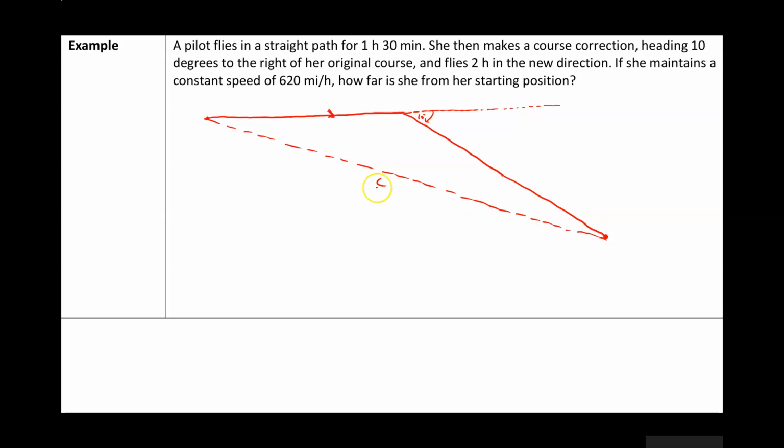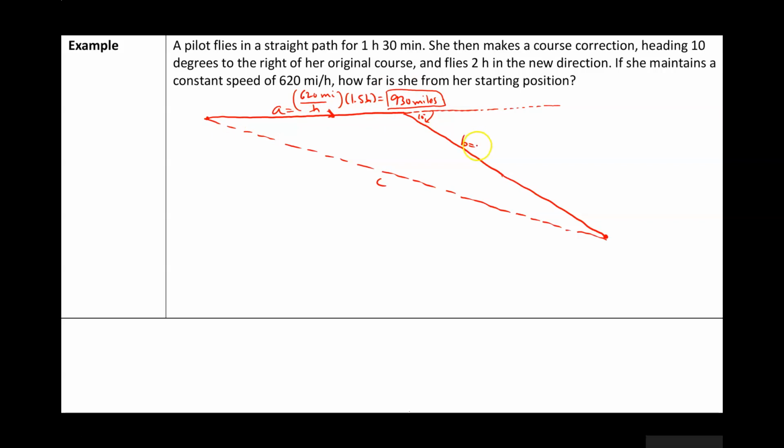Now if we want to know the length of c, we need to know side A, side B, and the included angle. So let's talk about side A first. For side A, we know that this pilot is going at a speed of 620 miles per hour, and she flies for an hour and 30 minutes, which is 1.5 hours. So if I multiply 620 by 1.5, this is going to give me 930 miles. That's going to be the length of side A.